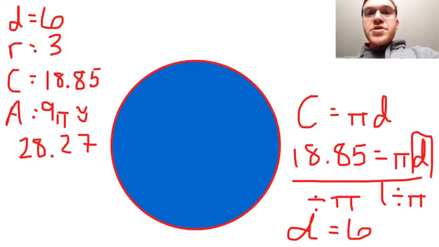So let's just do a quick review. No matter what part of the circle you're given, whether it's the area, the circumference, the radius, or the diameter, you need to know that you can find everything else from that information, right? So if I'm given the area, I can find the radius. If I'm given the circumference, I can find the diameter, and if I have the diameter or the radius, then I can find anything else.